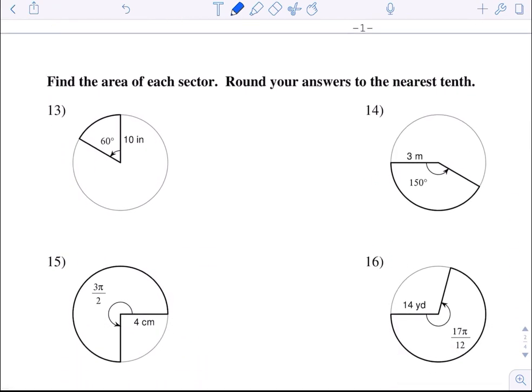All right, here. So area of the sector. You have the area is equal to theta over 360 times pi r squared. Your theta is 60. And your radius is 10 squared. So let's just use our calculators to multiply this. So 60 times pi times 10 to the second power, all divided by 360, and we're going to get 52.4 inches squared.